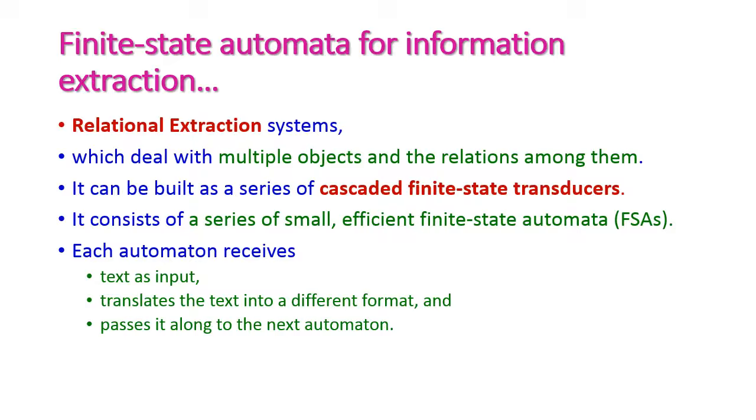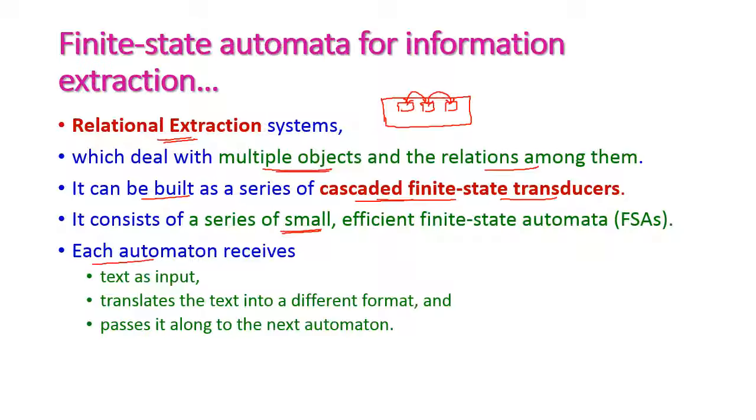A relational extraction system deals with multiple objects and the relations among them. That is, from the given input plain text, it identifies the objects and finds the relations between the objects also. It can be built with a series of cascaded finite state transducers, which consist of a series of small efficient FSA, that is, finite state automata.